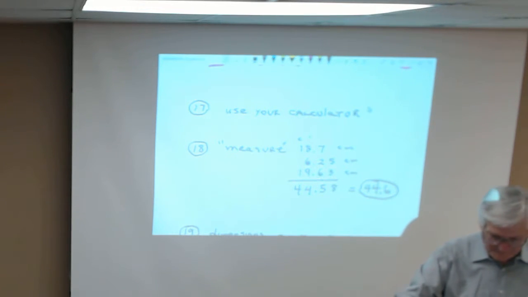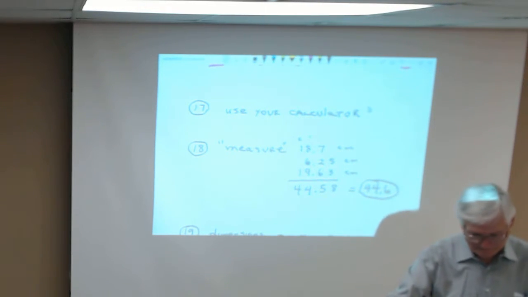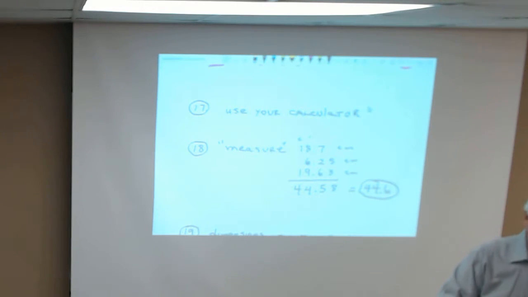Number 18. All right. It's going to get messy now. I'm going to make somebody mad here. Number 18 says, we measured the sides of a triangle and it came out to be these three numbers right here. Okay? So I write down those three numbers, and then what does it ask me to do for number 18? What's the perimeter?